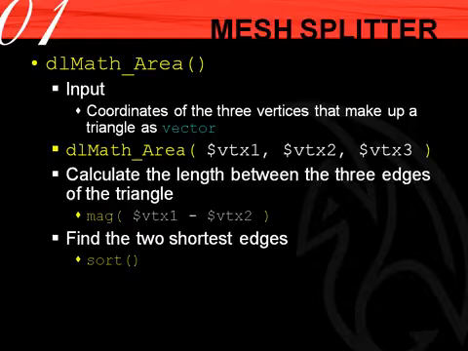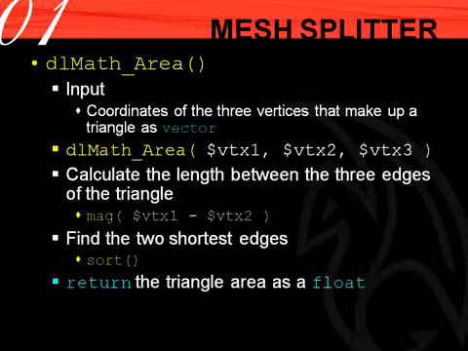If we put something in order, the 2 shortest are going to be 1 and 2. And if we have 3 things, the third is going to be the longest, or the largest number, the longest edge. So once we know the shortest edges, we can take those 2 and return the triangle area as a float by taking those 2 shortest edges, which are going to be our length and width, and multiplying that by 0.5. Again, using 0.5 and multiplication because we know that it's going to be faster.